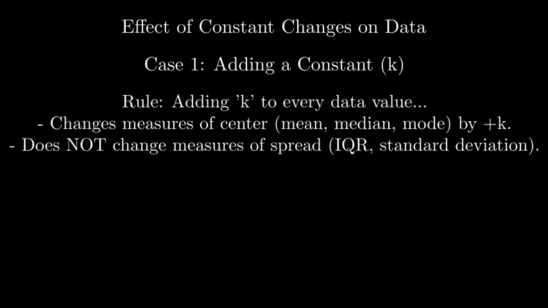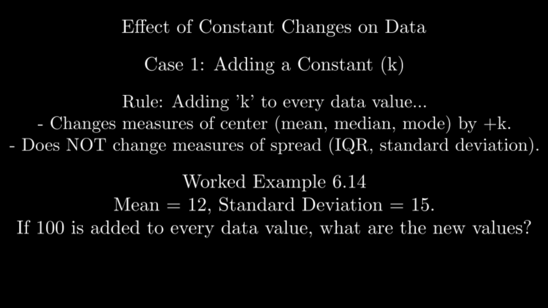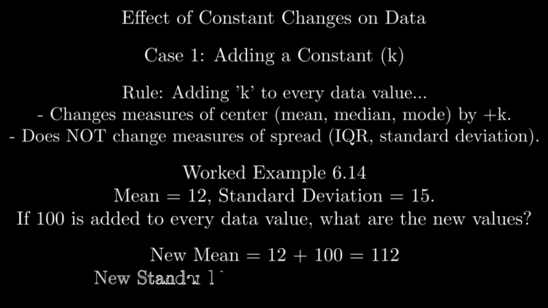However, the spread of the data doesn't change. The data points are still the same distance from each other. So measures of spread, like the IQR and standard deviation, remain unchanged. For example, if a dataset has a mean of 12 and a standard deviation of 15, and we add 100 to every value, the new mean will be 12 plus 100, which is 112. The standard deviation, being a measure of spread, is unaffected and remains 15.